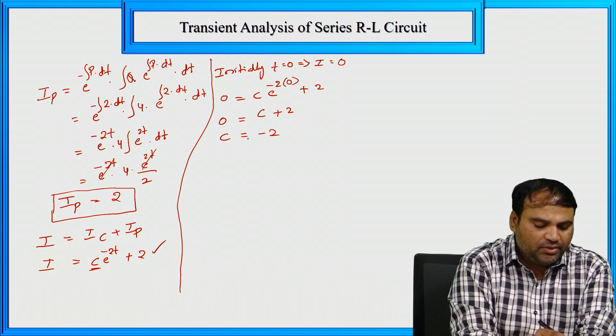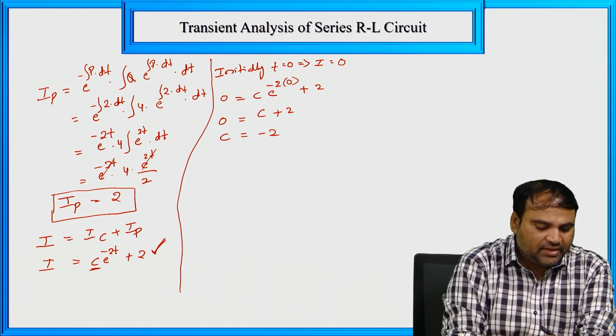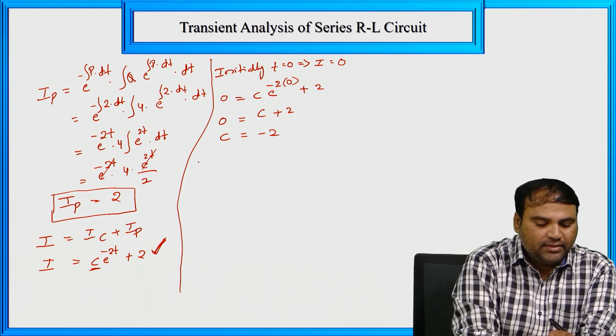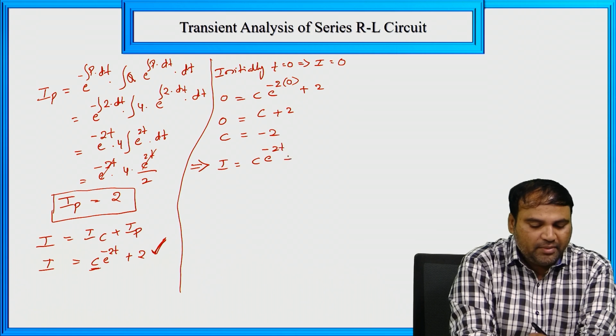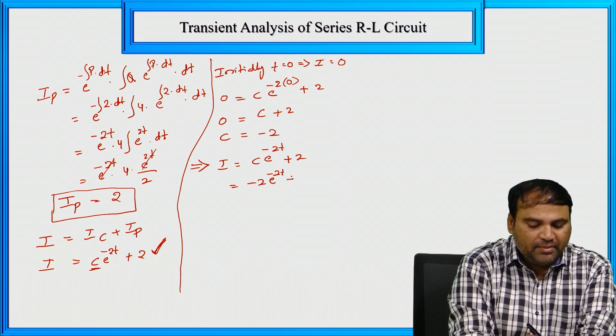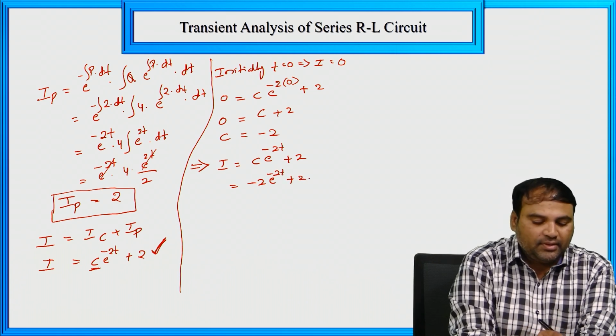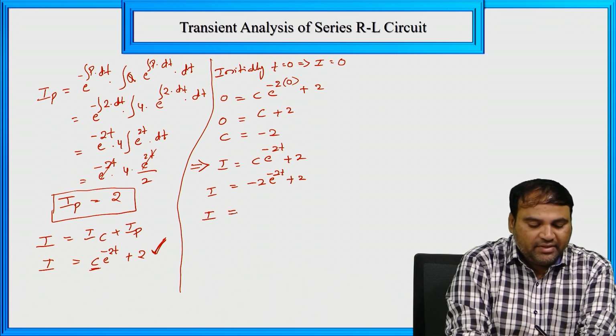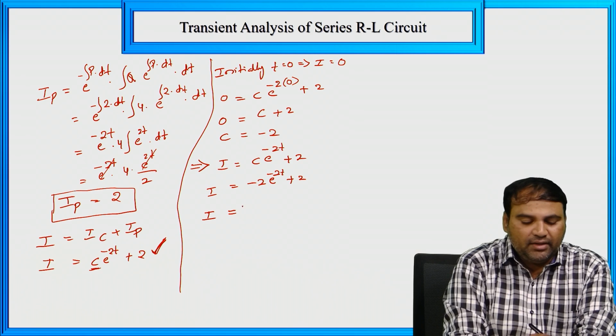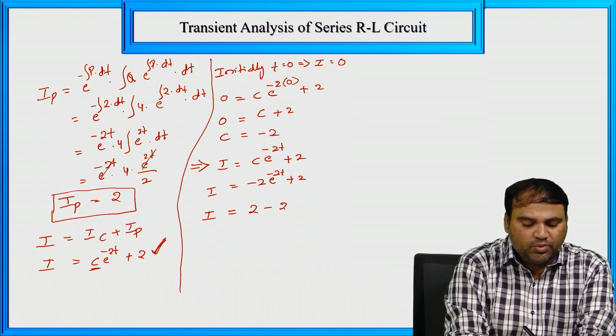Now substitute this c value in this equation. Now we'll get the total current response I equal to c into e power minus 2t plus 2. Now c equal to minus 2 into e power minus 2t plus 2. That is I. So where I equal to, this equation I am writing like this. So here 2 minus 2 into e power minus 2t.